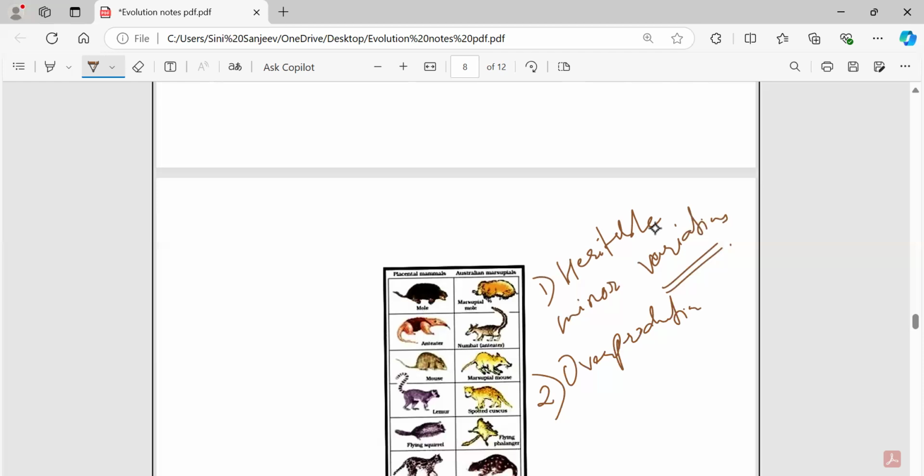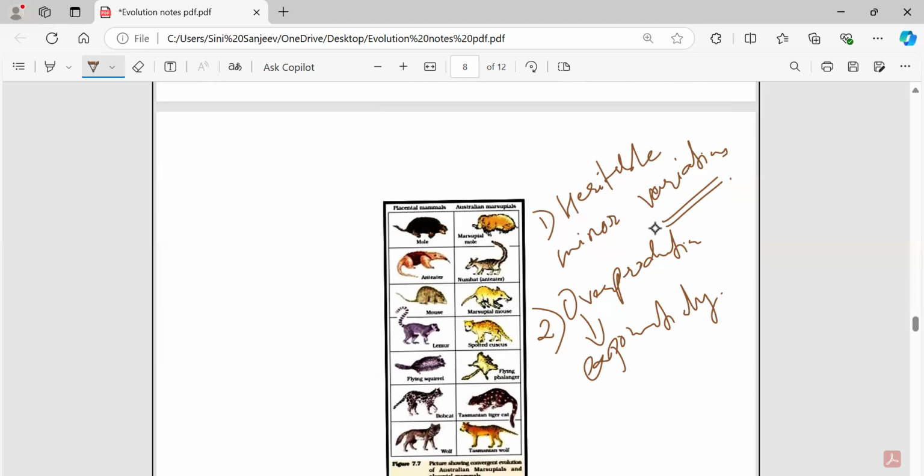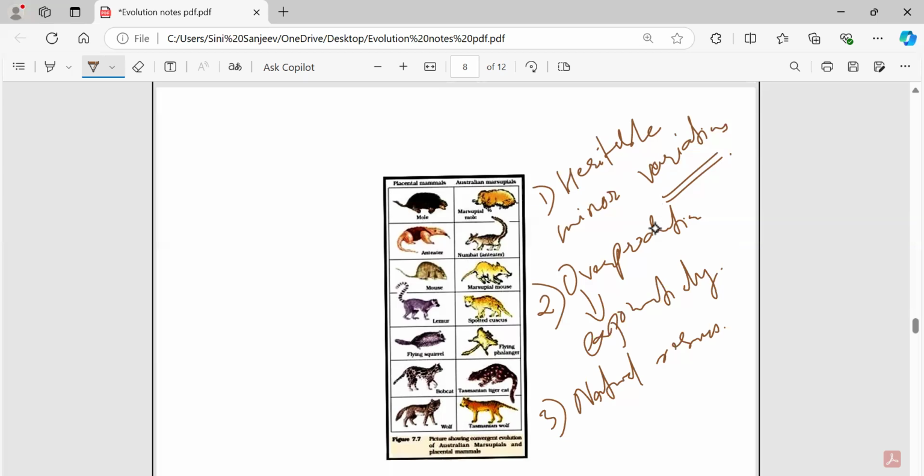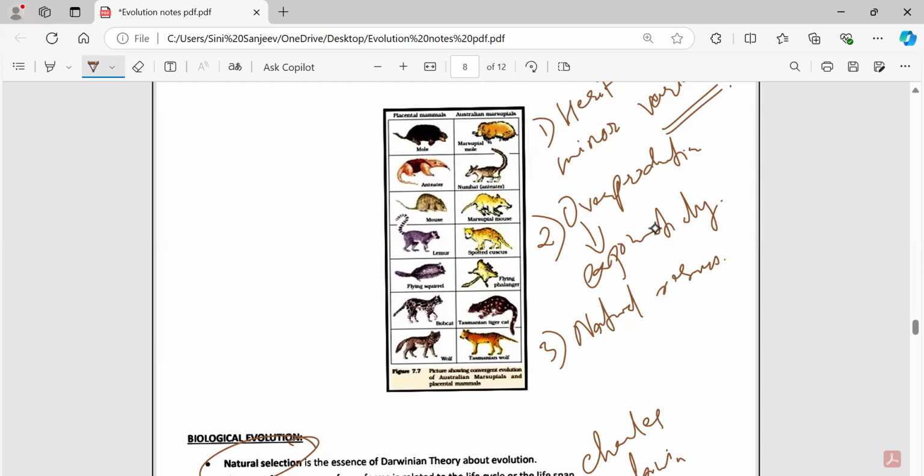Overproduction. If the population size grows exponentially, the reproduction rate also will be more. So that may also lead to another criterion for natural selection. Next you can take the resources which are available, like the natural resources. Even if the population is increasing, it is not necessary that the resources you're going to use in the future will also increase. The resources may not increase, but the population may increase. That may cause a problem during natural selection again.